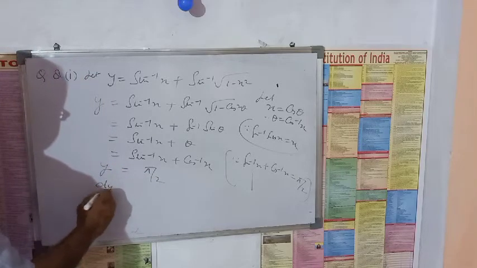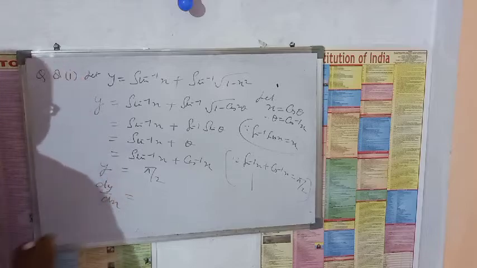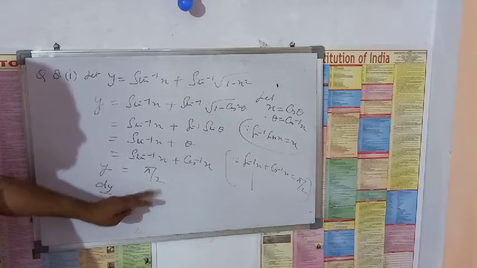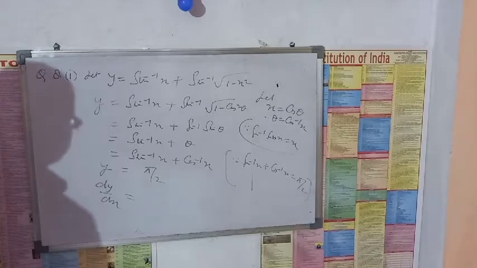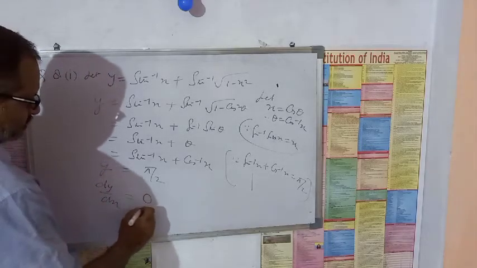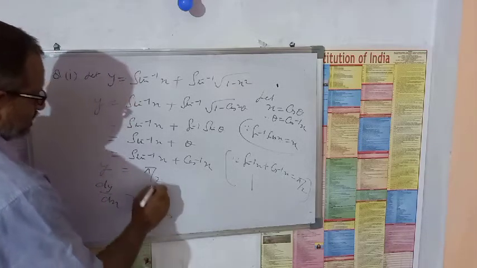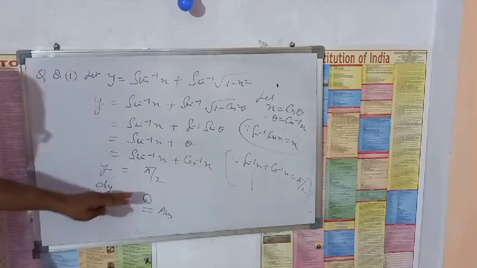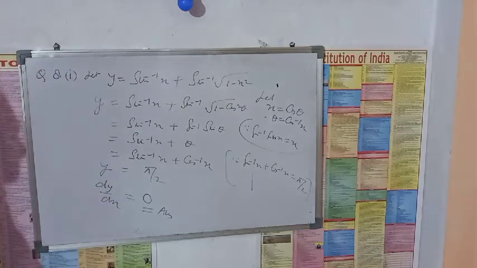Now differentiate. Pi by 2 is a constant term, so its derivative will be 0. So this is one answer. This is constant, so derivative of pi by 2 will be 0.